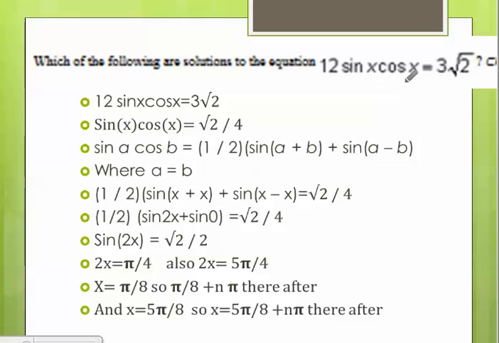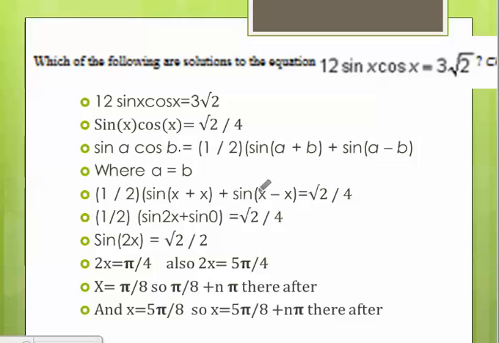So I've got 12 times sine x cosine x is equal to 3 over 12. And they want me to come up with the values for x in this situation. So I just wrote that down, and then I said, I'm going to divide through by the 12. That's going to give me sine x times cosine x is equal to square root of 2 over 4. So write down the identity of sine A times cosine A. I'm going to have this, where A is equal to B, and I'm going to get 1/2 of sine x plus x plus the sine of x minus x is equal to this value.